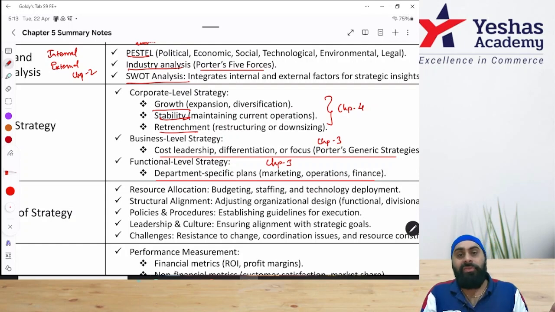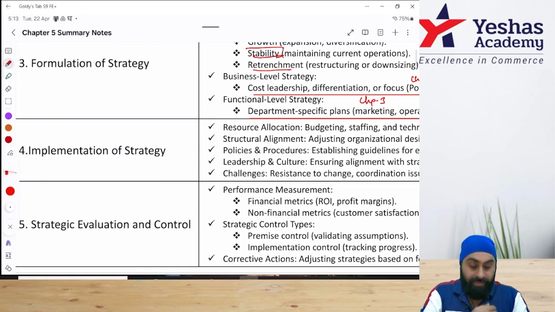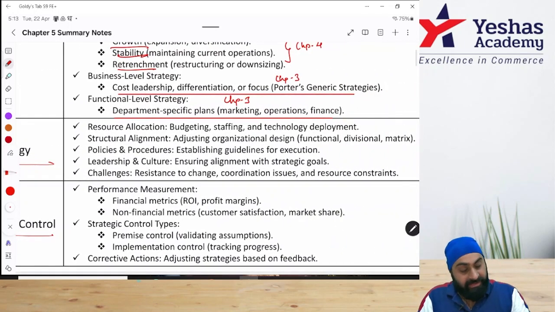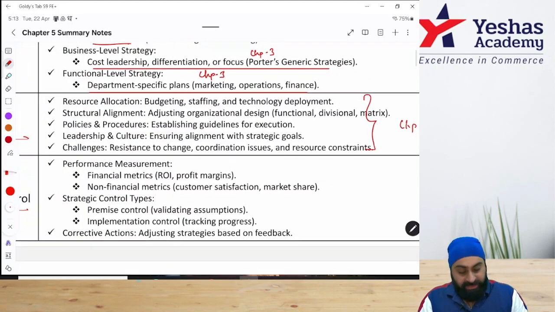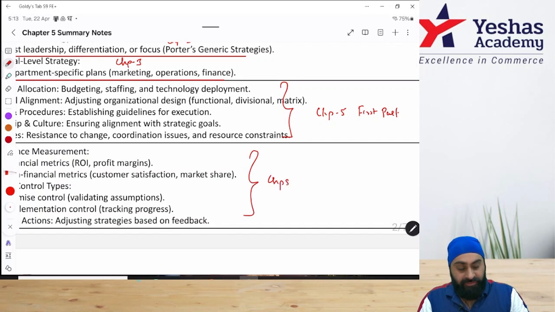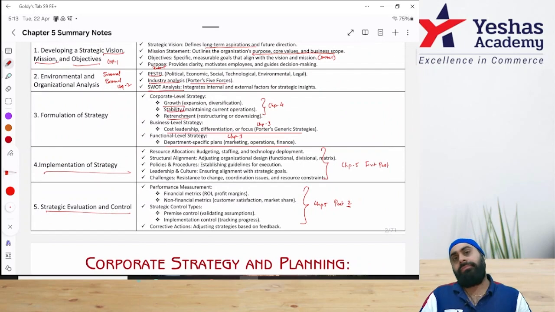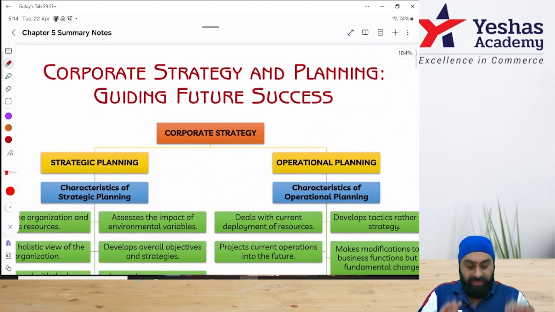Basically, for this question, you don't have to study separately. What you need to do is summarize the entire chapters that you've studied before. You don't need to study this question. Automatically, everything will happen. Now, implementation of strategy and strategic evaluation and control. If you notice, this entire stuff that you see is basically chapter number 5, first part. And this financial matrix, strategic control and corrective action is chapter number 5, part 2. You don't have to study this question as such. I would say this is a summary of the entire SM. That's fair enough. You'll pass with flying colors.